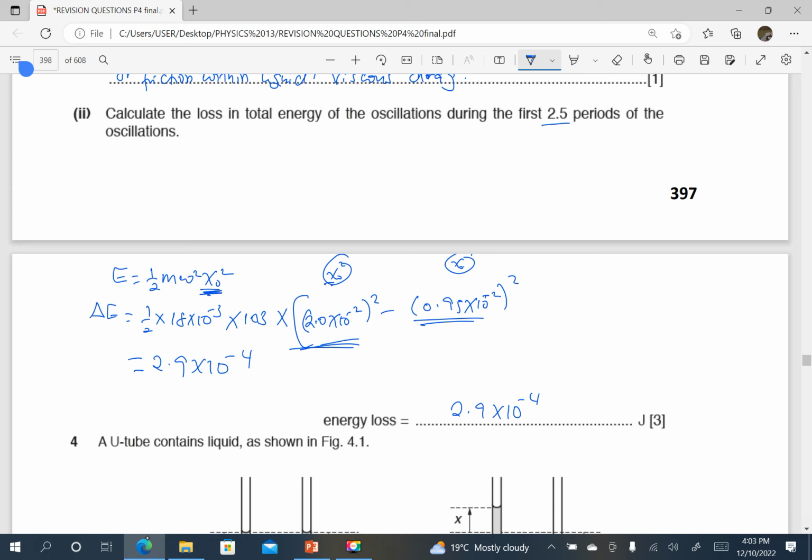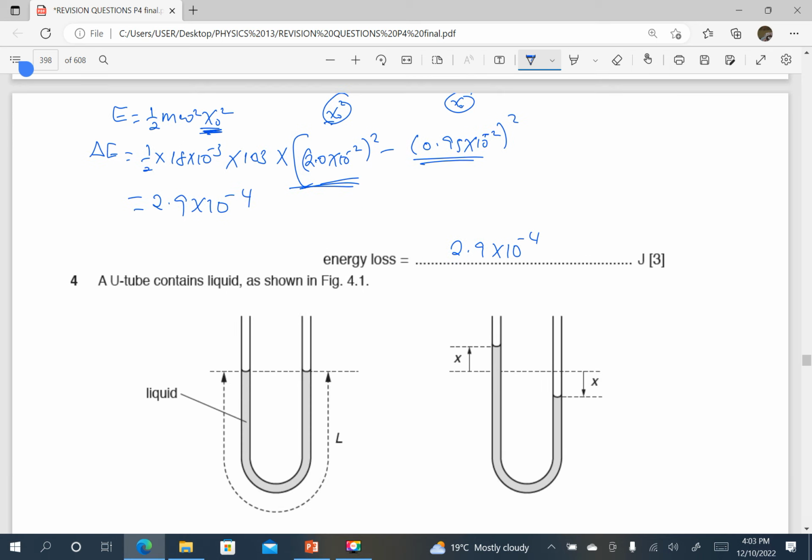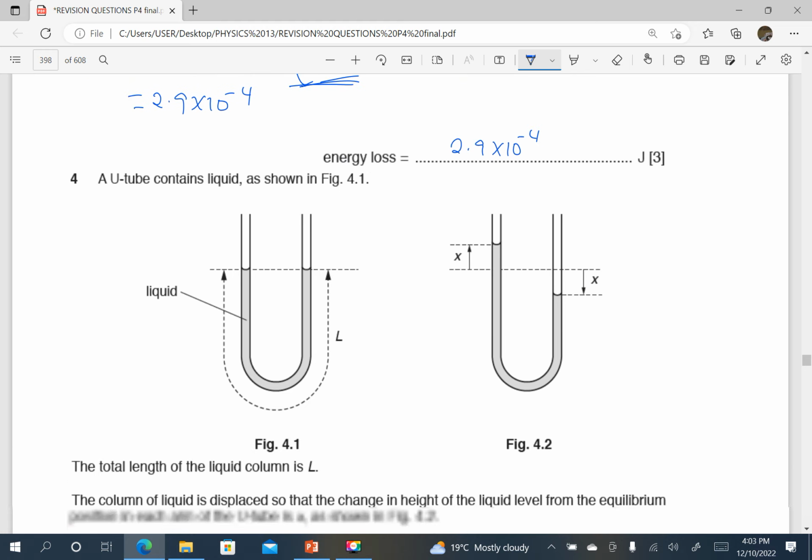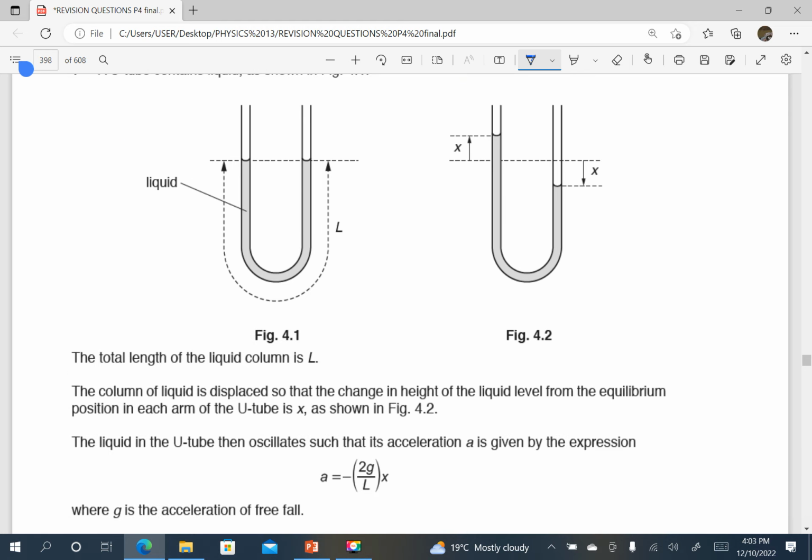I think this is the last question. A U-tube contains liquid as shown in the figure here. It is almost the same. The total length is L.